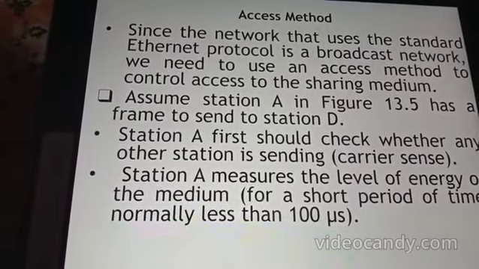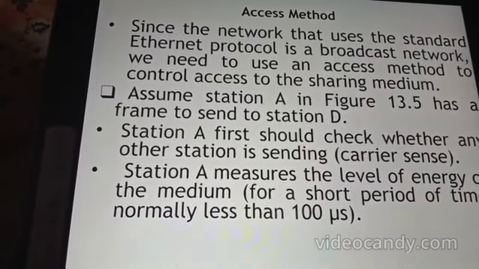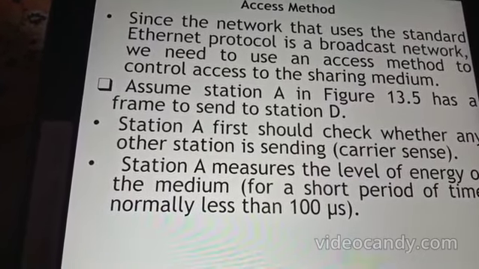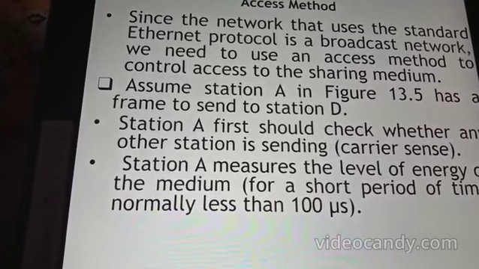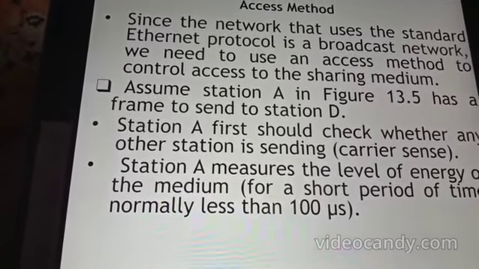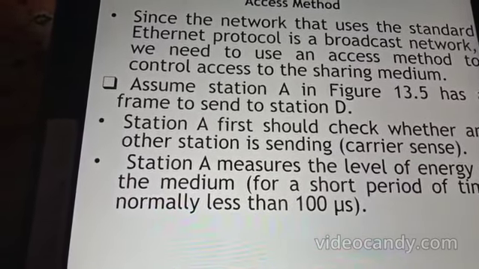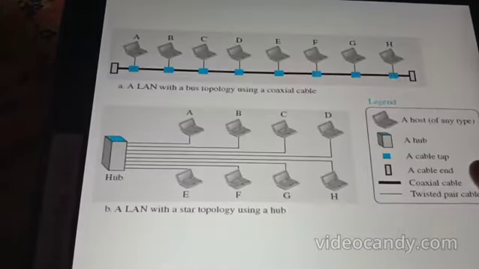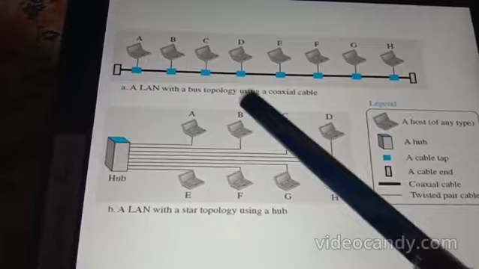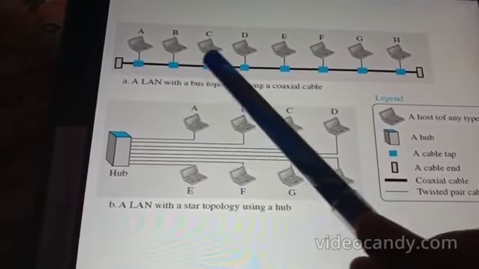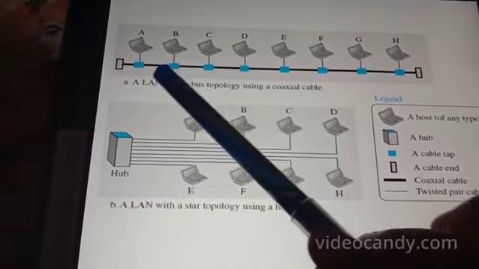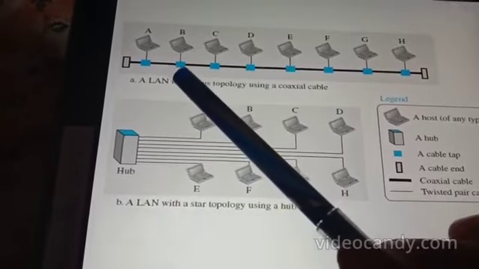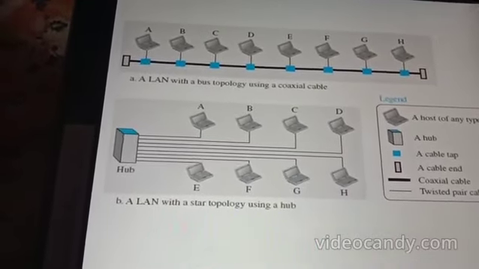Now to proceed with the access method of the standard Ethernet protocol, it is a broadcast network. We need to use an access method to control access to the shared medium. Let us consider that A wants to send information to D. In such a situation, sharing of the medium would occur.